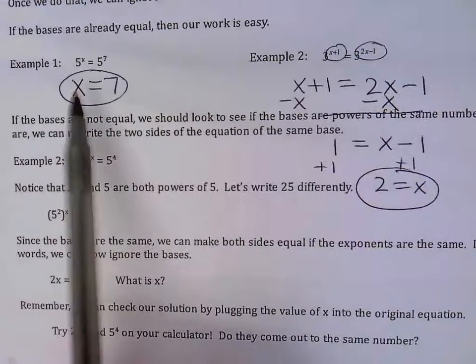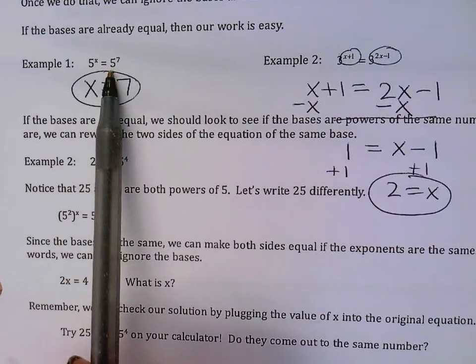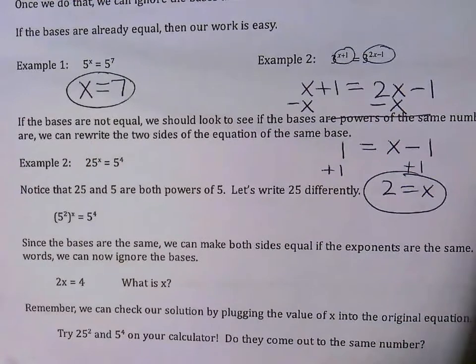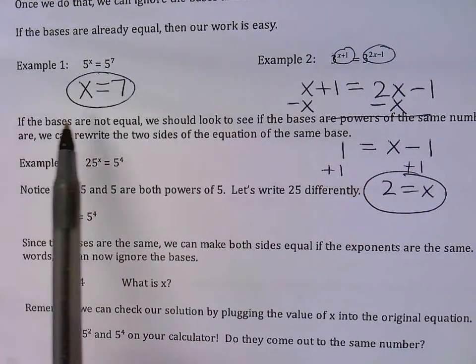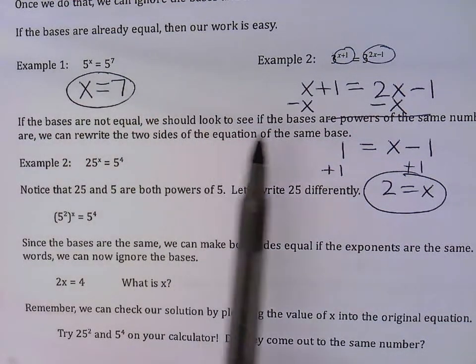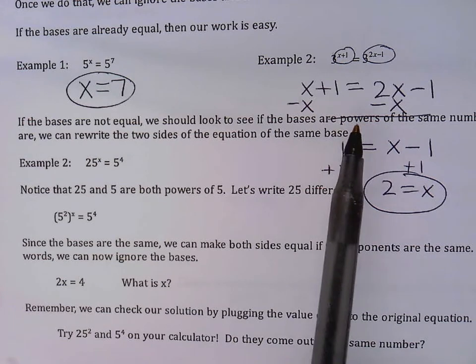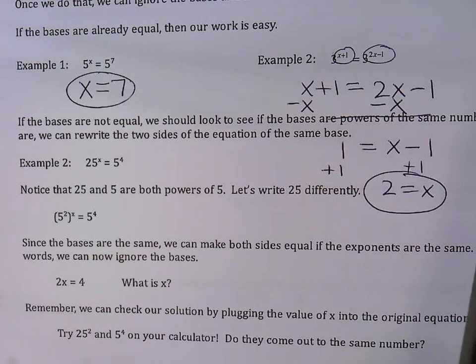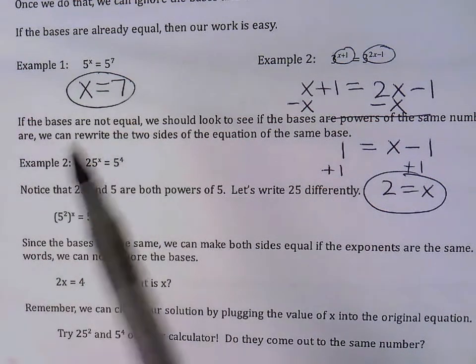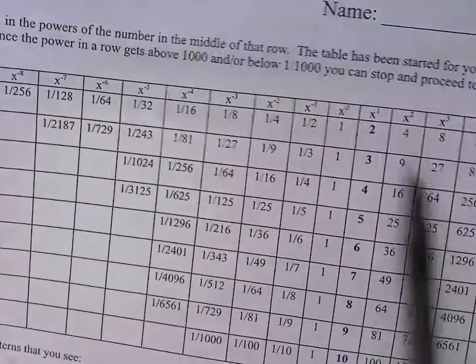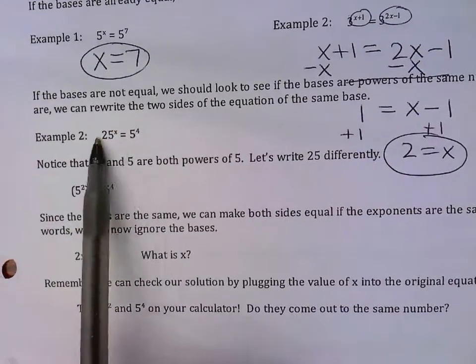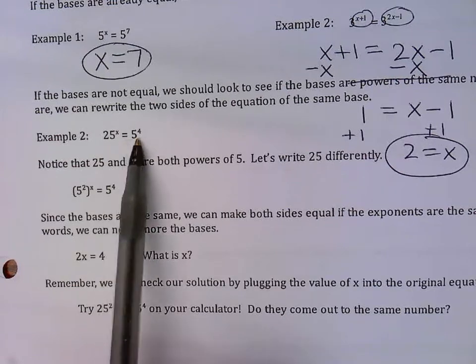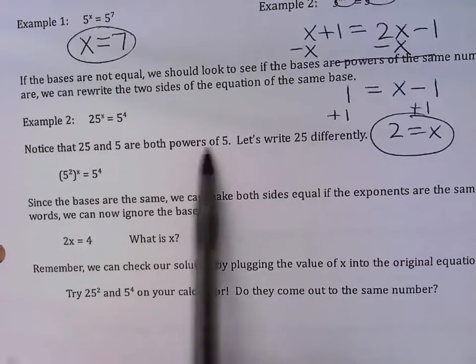So if the bases are already the same, then you're good. You could just set them equal and solve for x. And then it says if the bases are not equal, we should look to see if the bases are powers of the same number. So for example, that's this power family, right? Are 25 and 5 members of the same power? It says yes, they're both powers of 5.